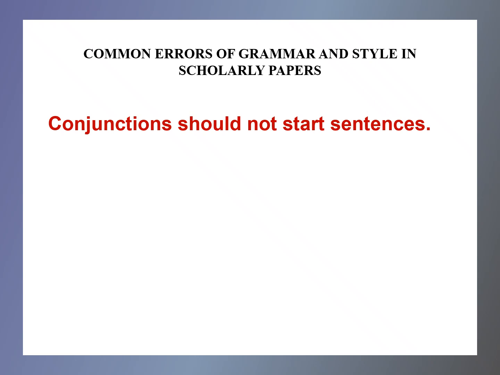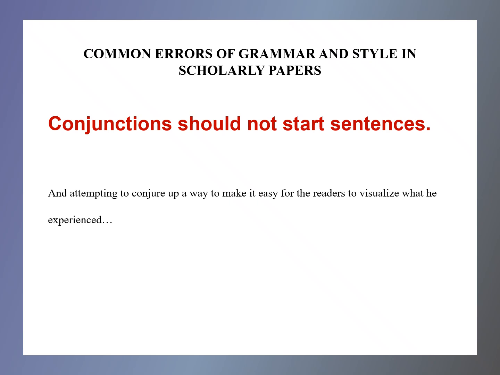On the other hand, conjunctions should not start sentences. And, but, or, however. Conjunctions like that bind independent clauses together. So they usually are found in the middle of a sentence, and the word "and" or "or" would also be in a list, but never at the beginning of a sentence.